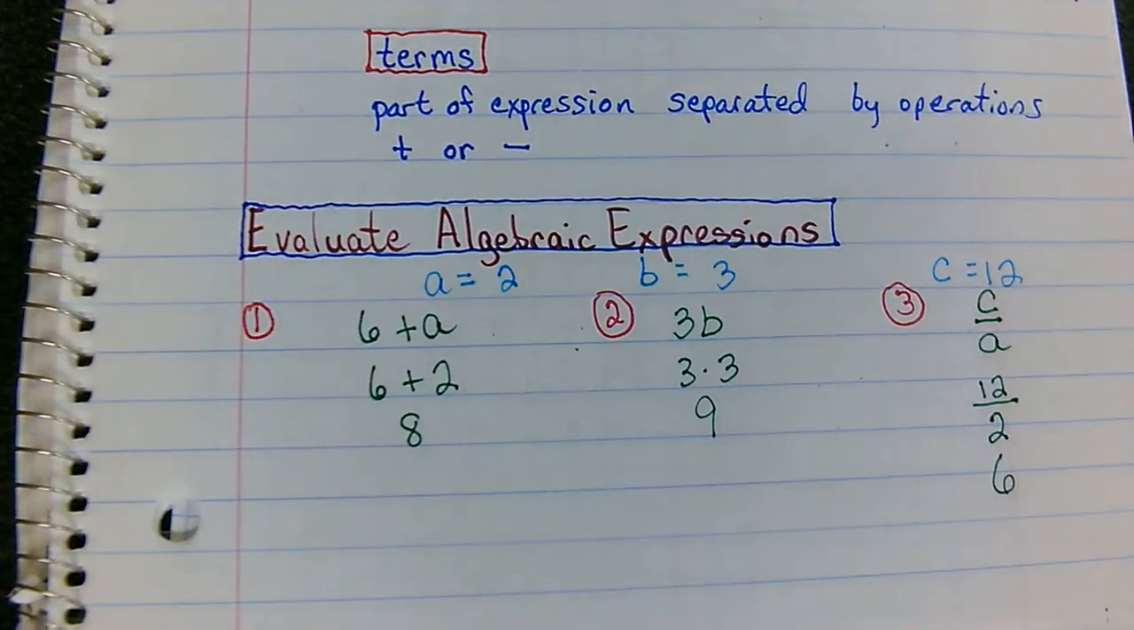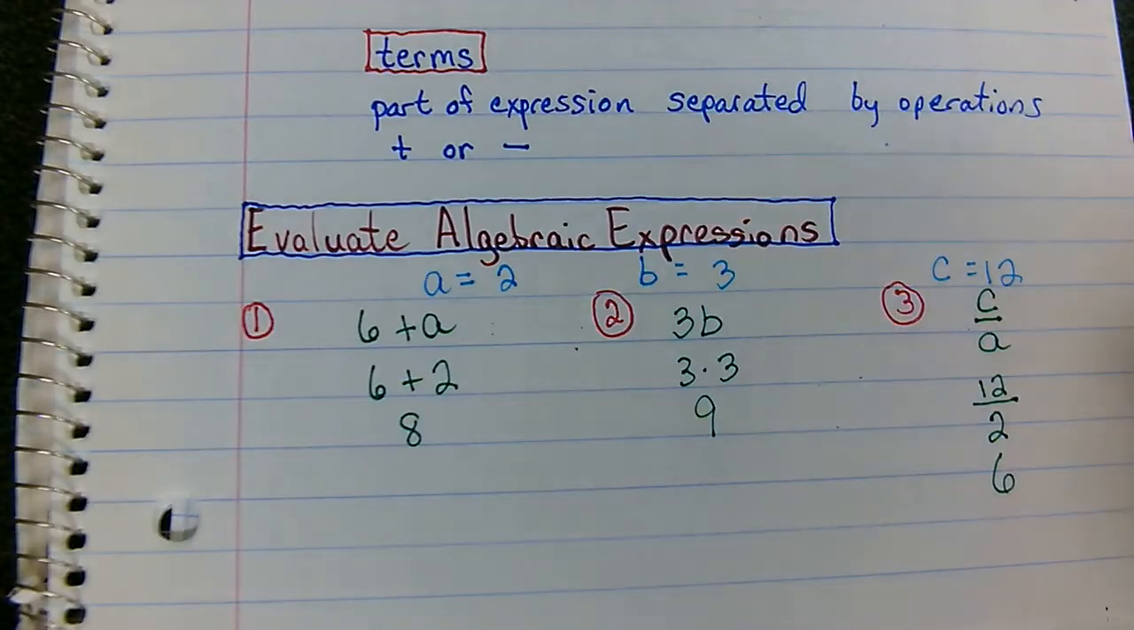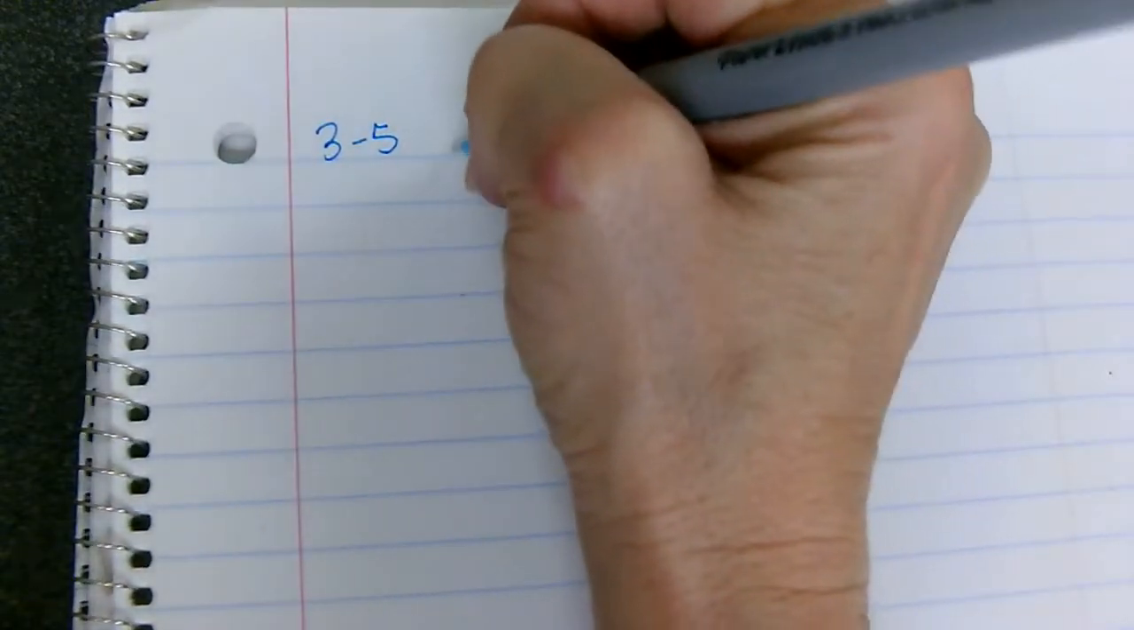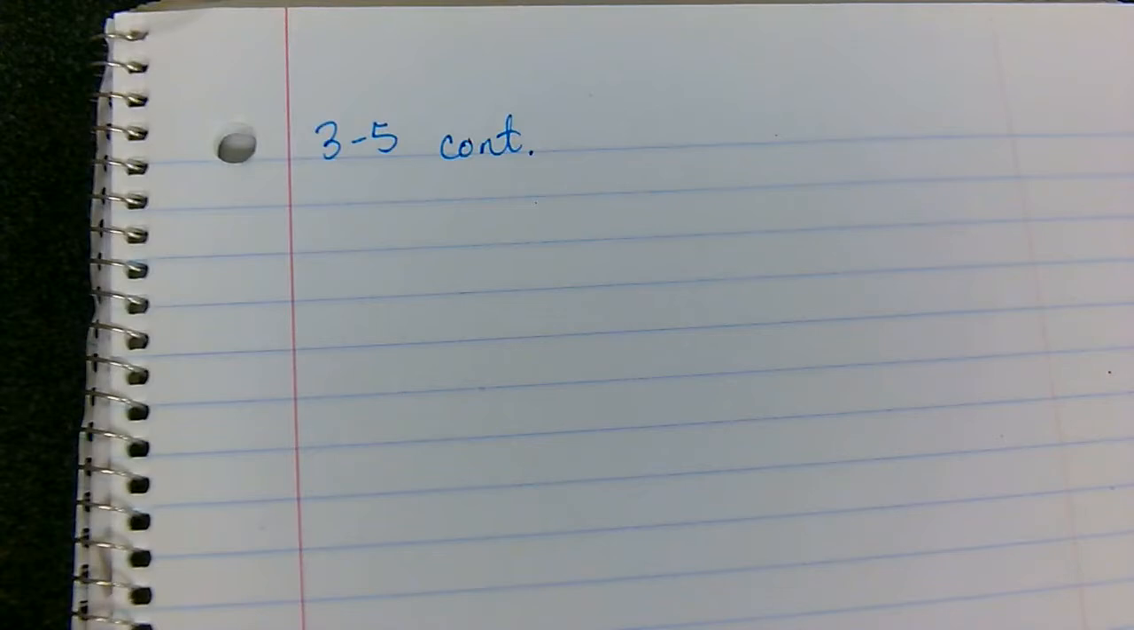Now that's just 3 simple examples, and let's look at some that have just a little more detail to them, but not too much. We'll be practicing a little more challenges in a moment. So we'll go to the next page. I'm going to put 3-5 continued at the top. Okay, so 3-5 continued. And let's go with just a couple more examples.